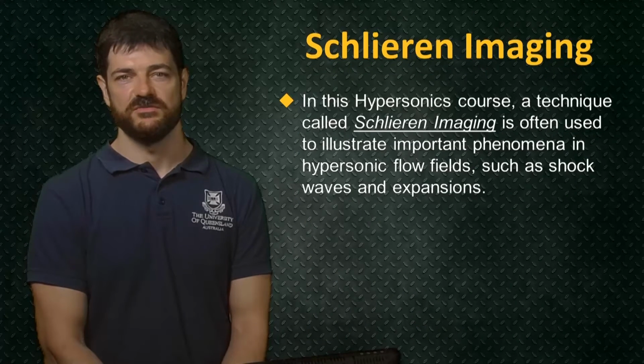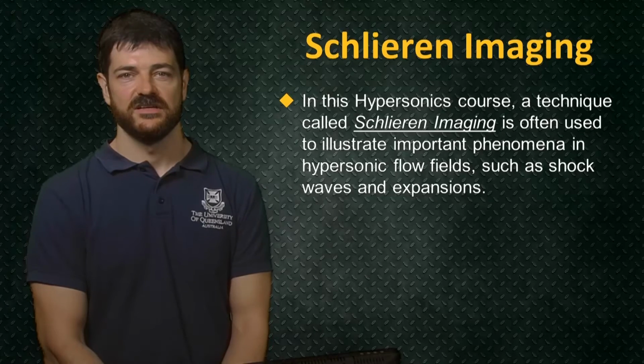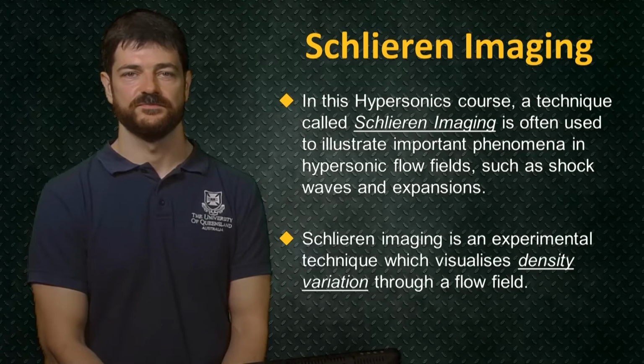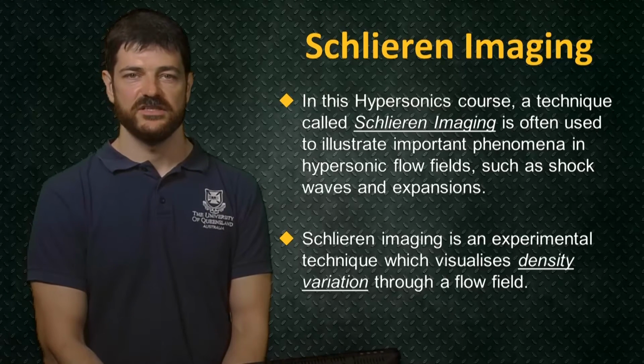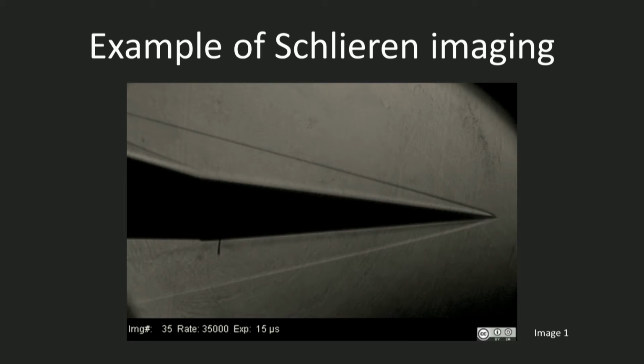In this course we've made frequent use of an imaging technique called Schlieren imaging. This technique is used to visualise compressible flow features such as shock and expansion waves, which are present in our flow but which normally we can't see with the naked eye. Schlieren is a long-established optical technique which visualises density changes through a flow field. Here is an example of a Schlieren image used in this course.